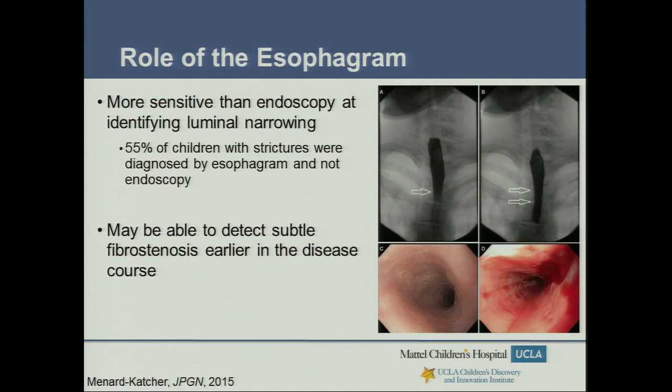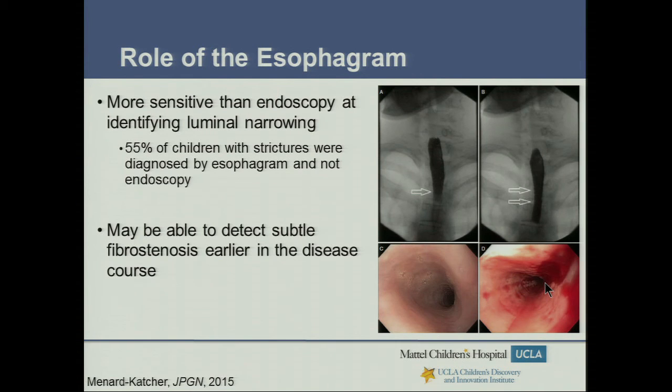And this group from Colorado actually looked at whether or not you were likely to pick up more strictures on esophagram as opposed to looking at the esophagus on endoscopy. And they actually found that the esophagram was more sensitive for picking up strictures. And these sample photos are from a patient where you can see there's some narrowing in the esophagus that really isn't all that apparent on the endoscopy.